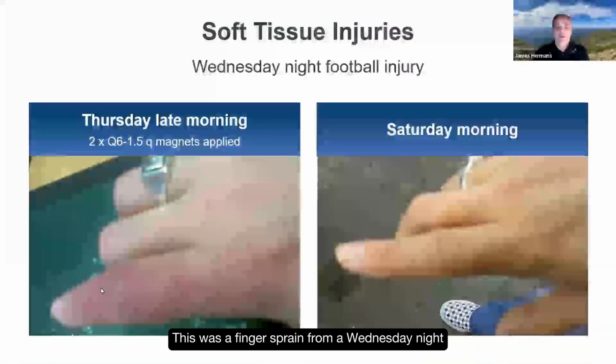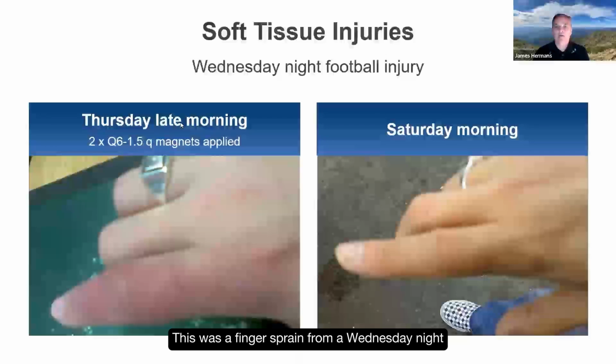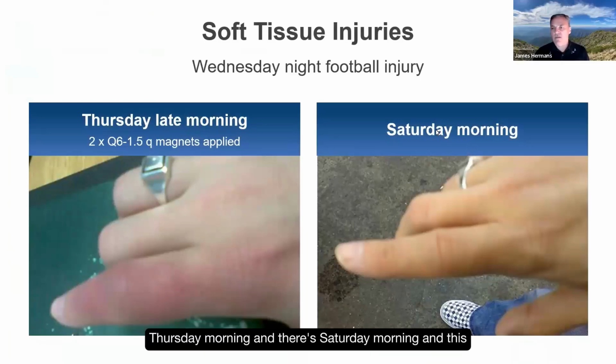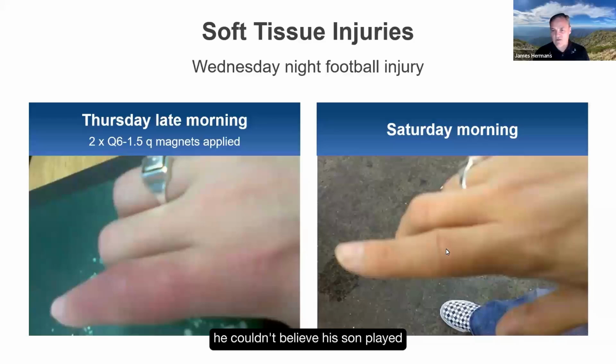This was a finger sprain from a Wednesday night football injury here in Australia. A small joint just requires a small magnet, so these just require little 6mm magnets on either side of the finger joint. That was taken Thursday morning, and there's Saturday morning. The father sent me these photos. He couldn't believe it. His son played no problem on the Saturday.